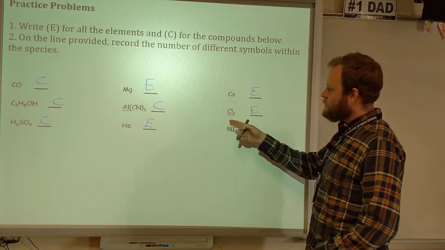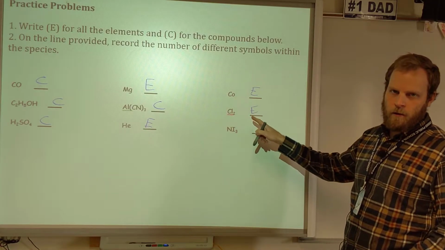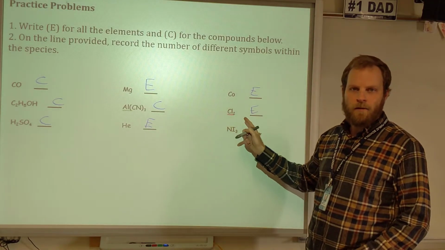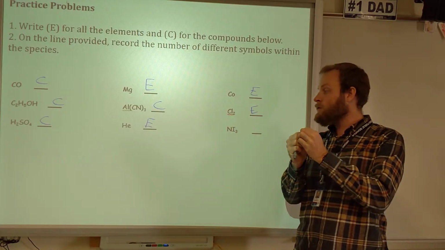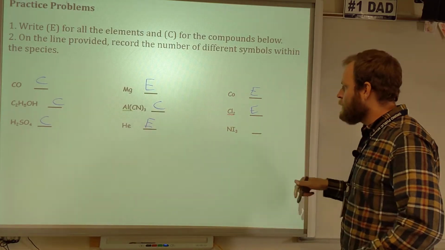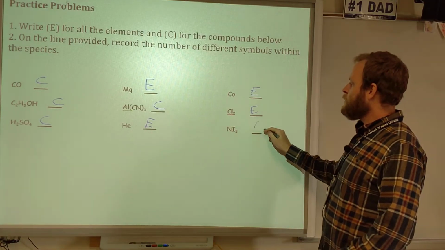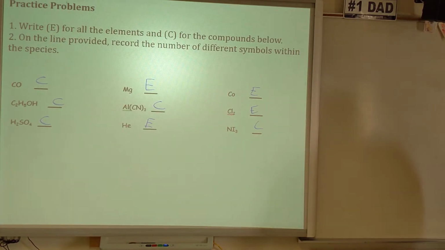This one's an element because there's only one symbol. I know there's a 2 there, but this is chlorine. This is chlorine gas. It's only chlorine gas. Even though it comes in a pair of 2, it's still just one element. 2 atoms, one element. And then this one's a compound because there's more than one symbol.